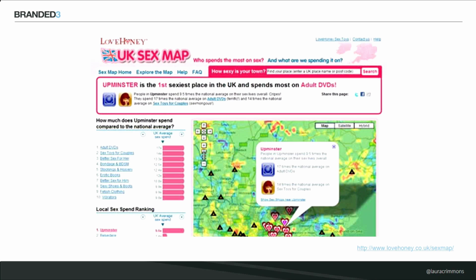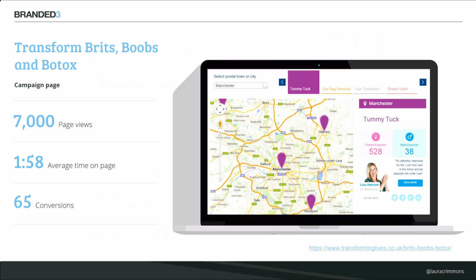We've also done this for a range of clients. So we have had clients that would give us data. This is an example from Transform, who were a cosmetic surgery client. What we used for them wasn't business sensitive data. So instead of using their actual sales figures, what we did was map inquiries. So we looked at the last 4 years of their inquiry data and mapped it across the UK, looking at what procedures were most popular in different areas.